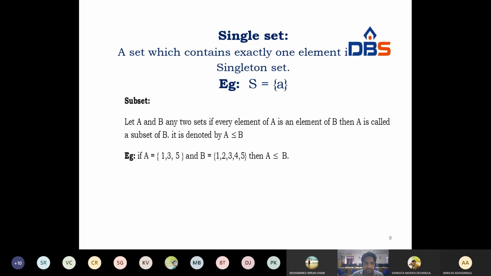So let A and B be any two sets. If every element of A is an element of B, then A is called a subset of B. It is denoted by A subset or equal to B. Okay, the subset symbol looks like this, a little round in shape. This is not less than or equal to, it is round.